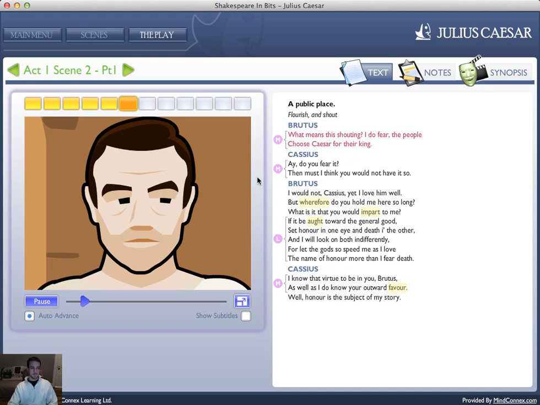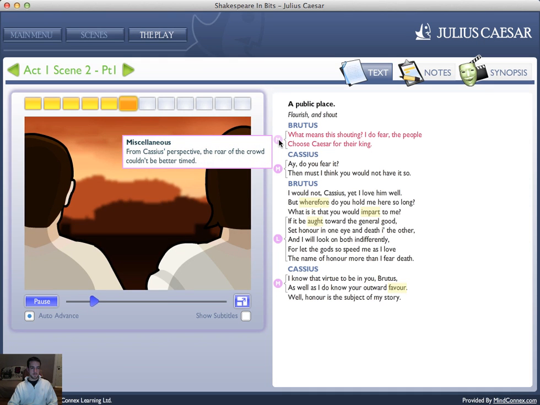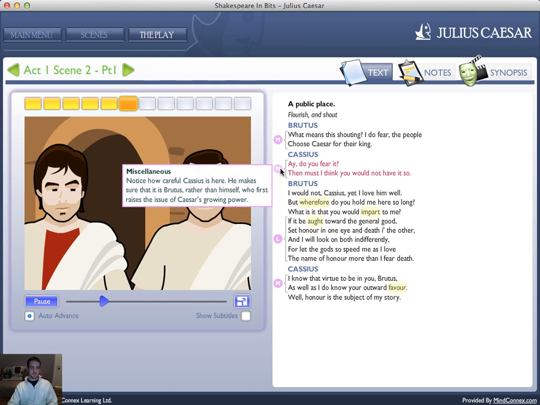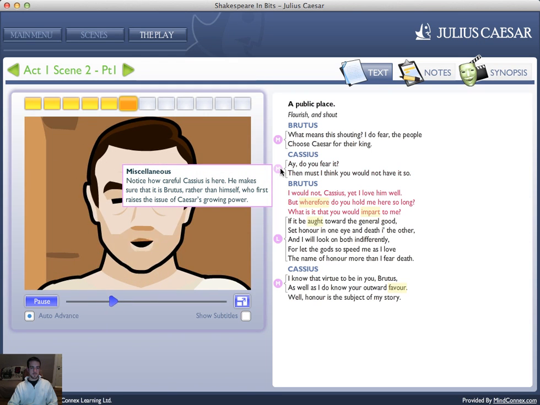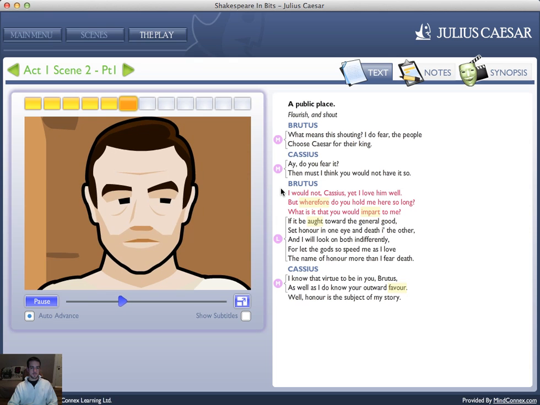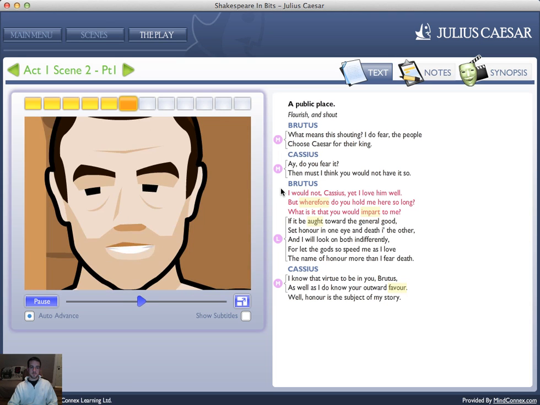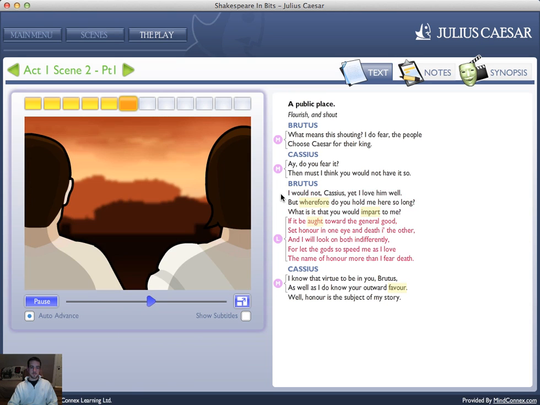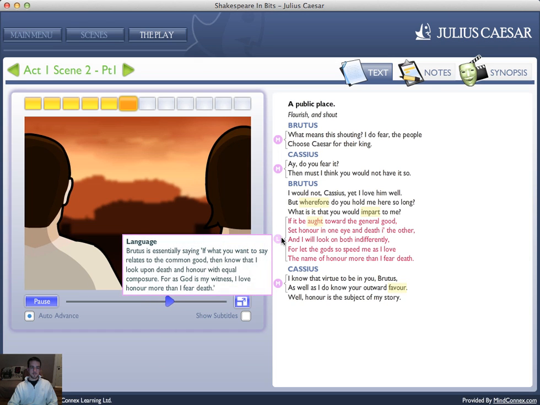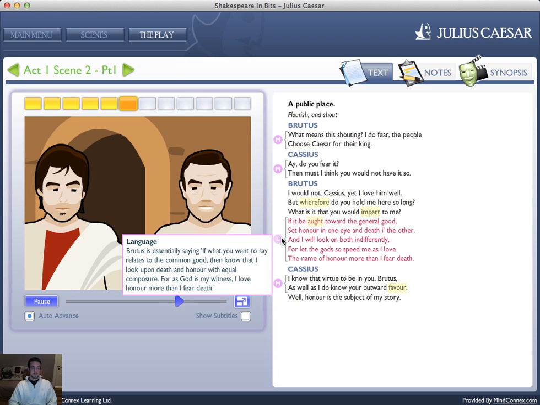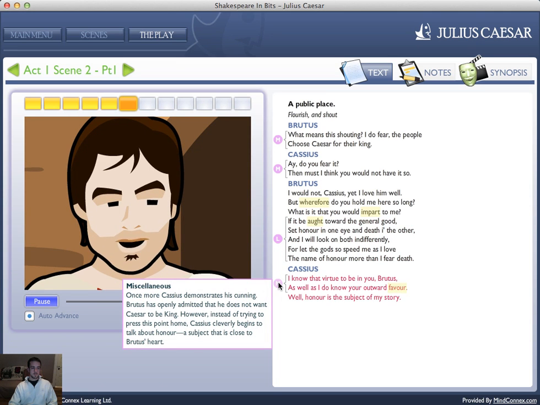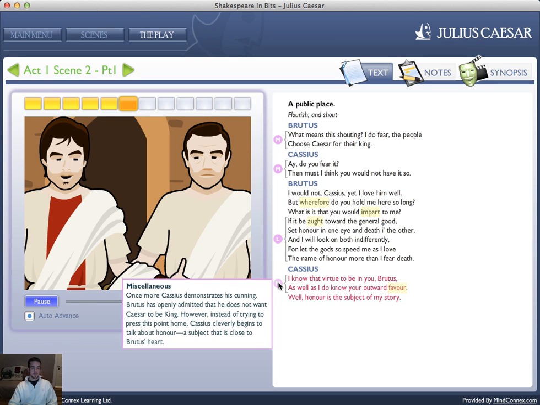What means the shouting? I do fear the people choose Caesar for their king. Aye, do you fear it? Then must I think you would not have it so? I would not, Cassius. Yet I love him well. But wherefore do you hold me here so long? What is it that you would impart to me? If it be aught toward the general good, set honour in one eye and death in the other, and I will look on both indifferently. For let the gods so speed me as I love the name of honour more than I fear death. I know that virtue to be in you, Brutus, as well as I do know your outward favour. Well, honour is the subject of my story.